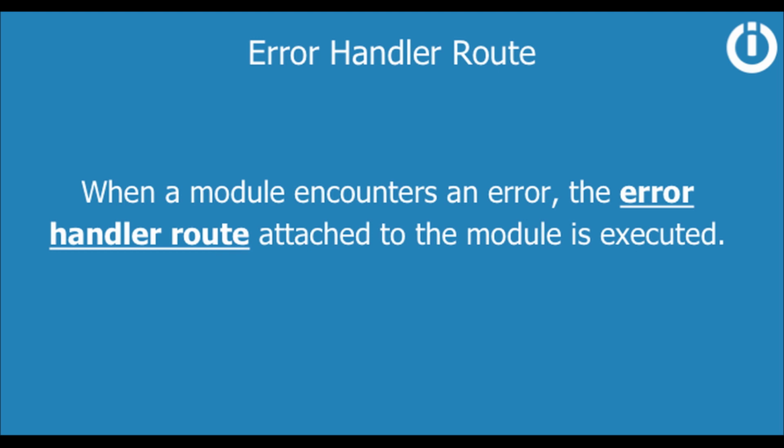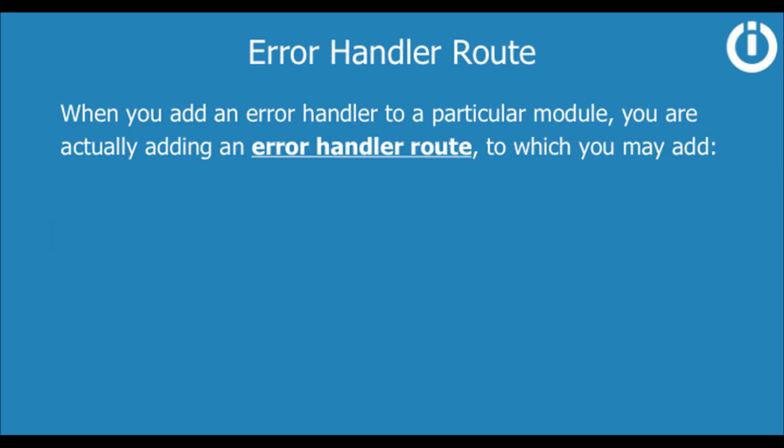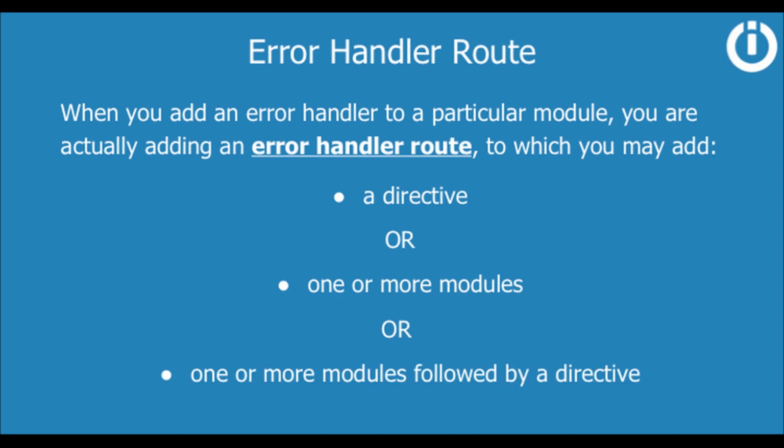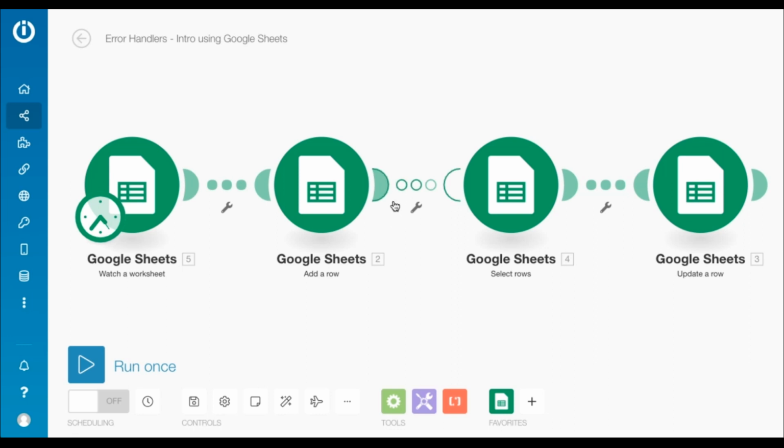So before I proceed, let me explain why I keep saying error handler routes and not just error handlers. When you add an error handler to a particular module, you're actually adding an error handler route, to which you may add a directive, or one or more modules followed by a directive. Also, you will notice that an error handler route consists of transparent bubbles as opposed to the regular solid ones.